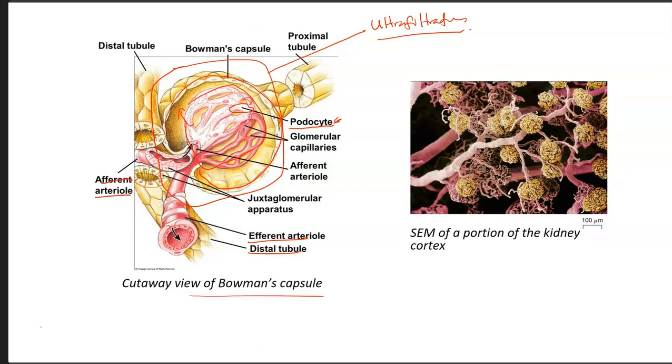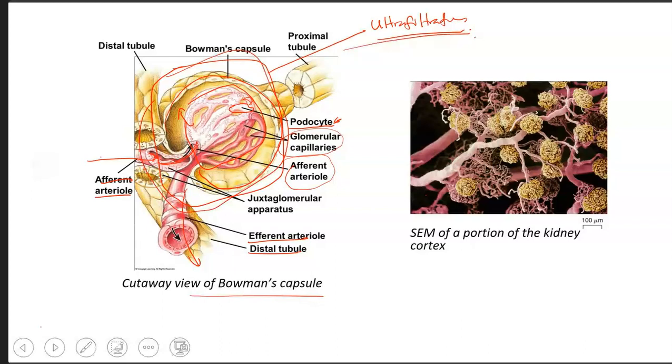So you have the glomerular capillaries, you have the afferent arterioles. Afferent arterioles will have bigger diameter compared to the efferent arterioles. Efferent is the one that allows blood to flow out. Afferent goes into, efferent goes out of the glomerulus. So these are the structures that are involved in ultrafiltration.